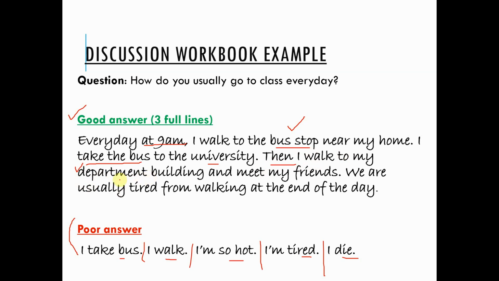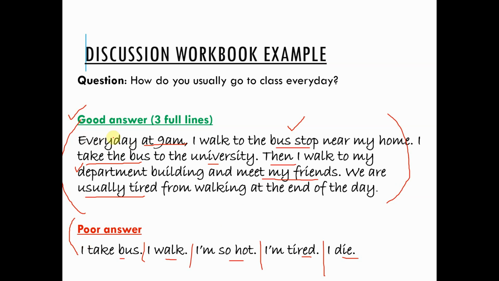For example, if you're an engineering major or nutrition or Chinese major or biomedical major, you have a department building. And what happens there, you usually meet your friends or classmates or other students. We are usually tired from walking at the end of the day, right? So at the university, you walk around to different buildings. You walk to the cafeteria. You walk to get food, to get coffee. So at the end of the day, you're usually tired from walking. All right, so this is a very good answer. It gives a lot of information to listen to and talk about here. So that is a good answer and that is a poor answer.